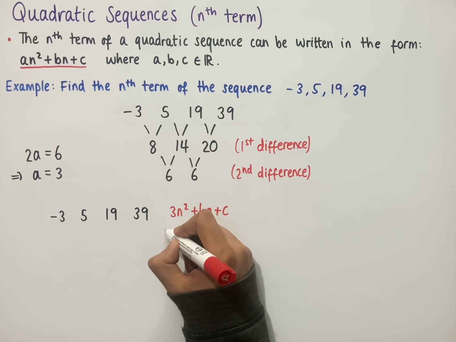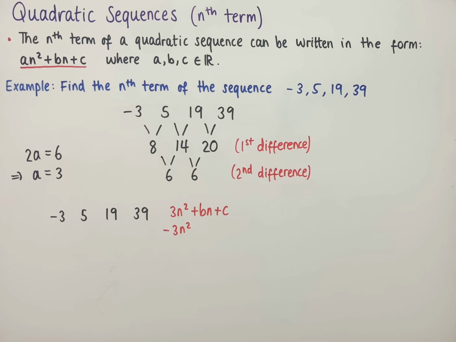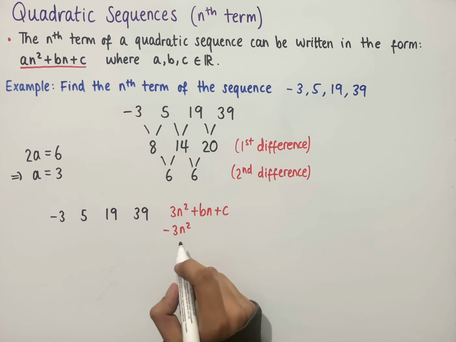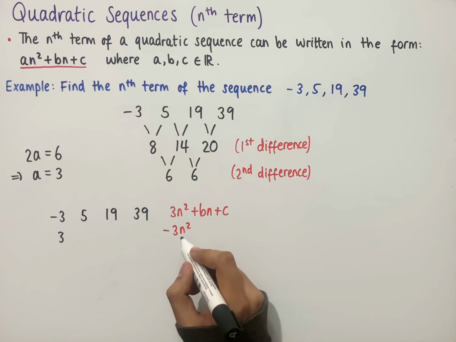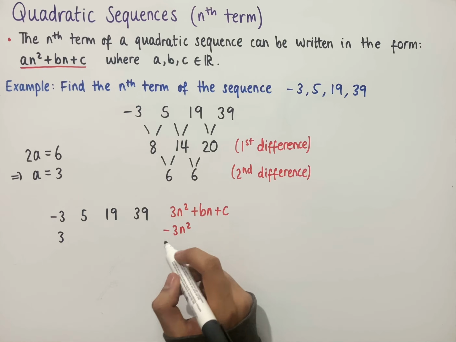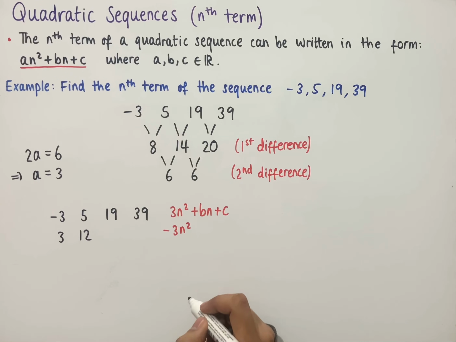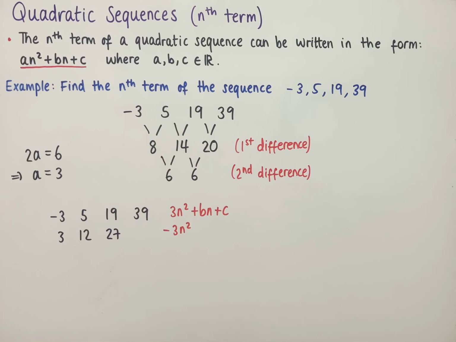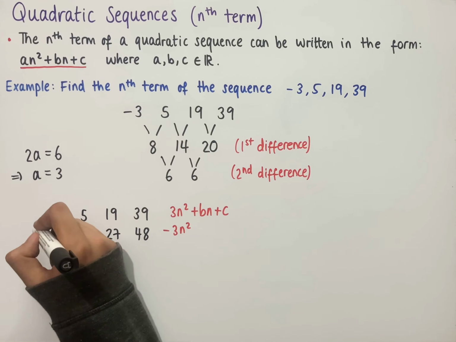And so we now take away 3n squared so that we're left with a linear sequence. Now the first term in 3n squared is equal to 3 because 1 times 1 is 1 times 3 is 3. The second term would be 2 times 2, which is 4, times 3, which is 12. The third term would be 3 times 3, which is 9, times 3, which is 27. And the fourth term would be 4 times 4, which is 16, times 3, which is 48. And we're subtracting this sequence.